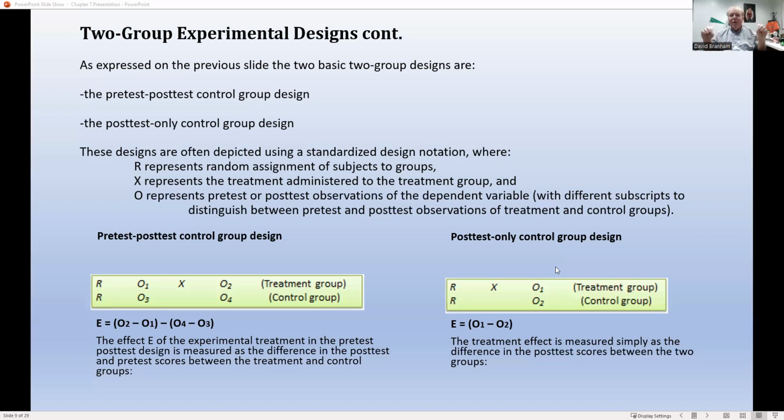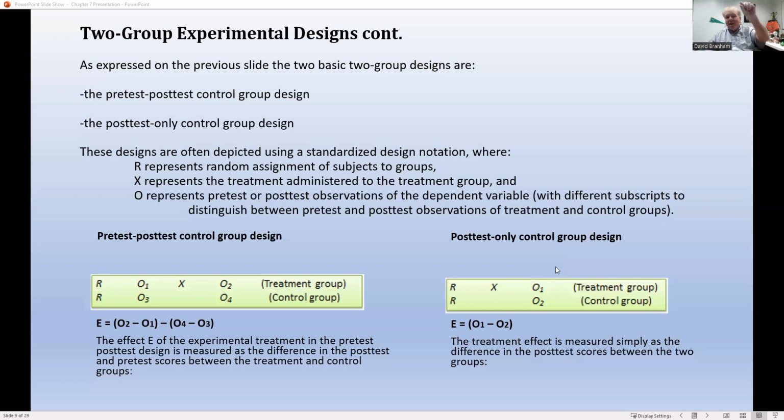R represents the randomly assigned subjects in the group. So R means that everybody in that group was randomly assigned to that group. And that means you're going to have two R's in these because you're going to have two groups, and each member of those two groups is randomly assigned. X is the treatment. So for instance, in my previous example, the pill, whether or not you get the pill is the treatment.